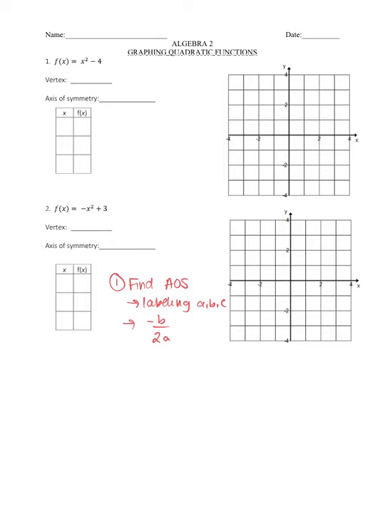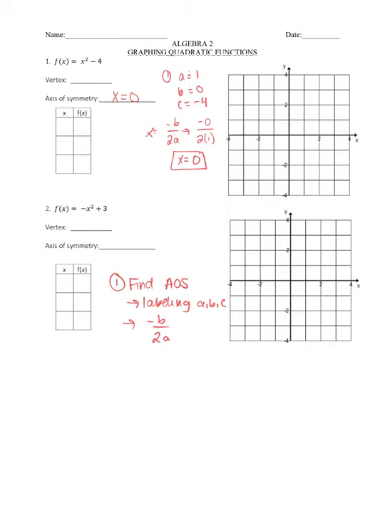So the first thing I'm going to do is label a, b, and c. So a is 1. In this case, there's no b, so it's 0, and c is negative 4. Okay, and then I'm going to use this equation and plug some things in. So on this top, I have negative 0 all over 2 times 1. x equals, right? And we know that when you have a 0 in any fraction, it's just going to be 0. Okay, so right away you have your axis of symmetry. So on this line, you're going to write x equals 0.